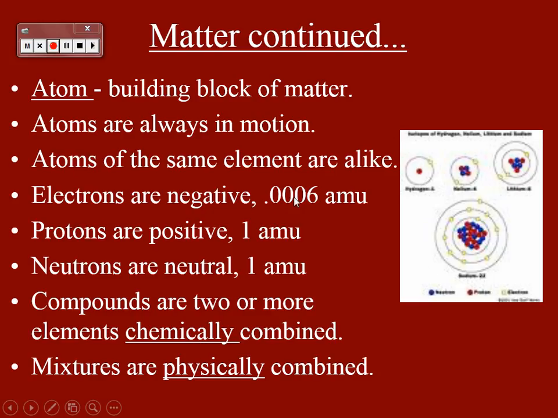Electrons are negative, and they're very small. They're 0.0006 AMUs, which means atomic mass unit. It's just a measurement that we use to measure the parts of the atom because they're so small. Protons are positive, and they are 1 AMU. Neutrons are neutral, and they are 1 AMU. Electrons are found in the cloud. Protons and neutrons are found in the nucleus.